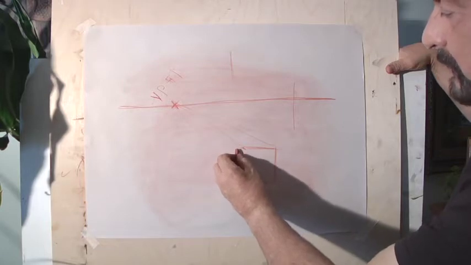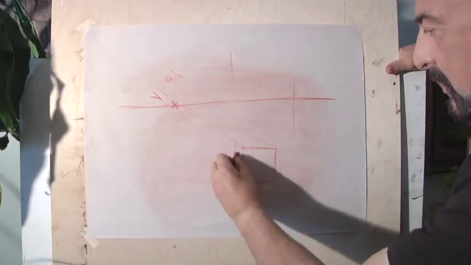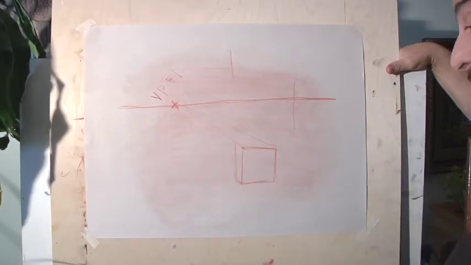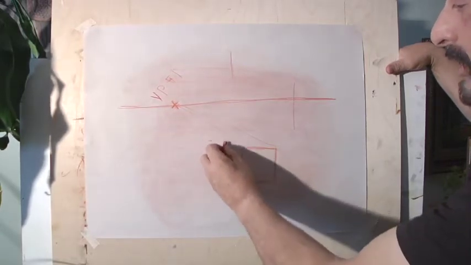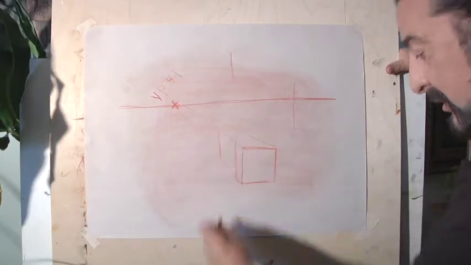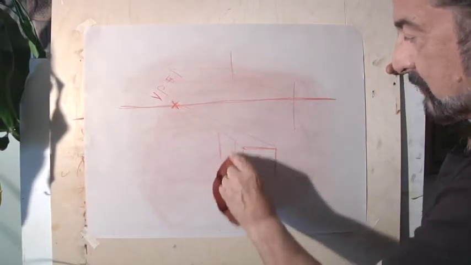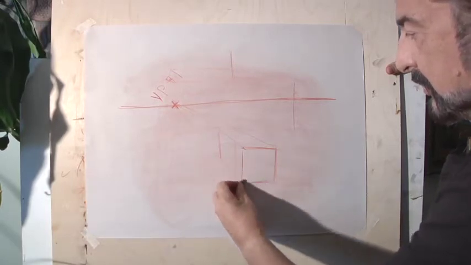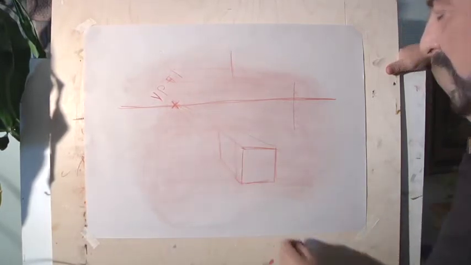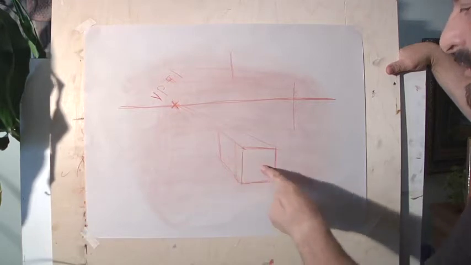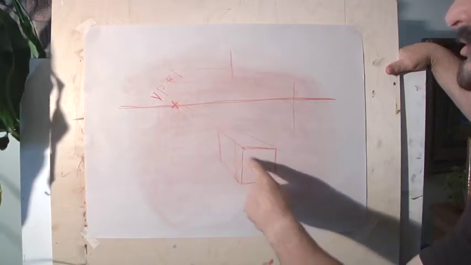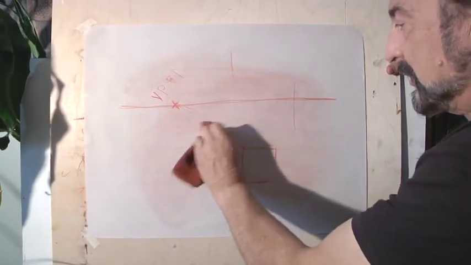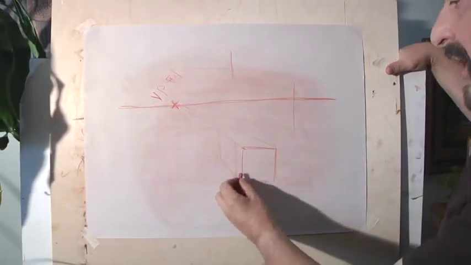I'll give you an example. If you did this, does this side look as long as that side? Of course not. It looks much shorter. If you did this, get rid of that first line. Does this, just use your eye, does that look equal to that? Of course not. It looks longer. So let's get rid of that second. You have to eyeball this.